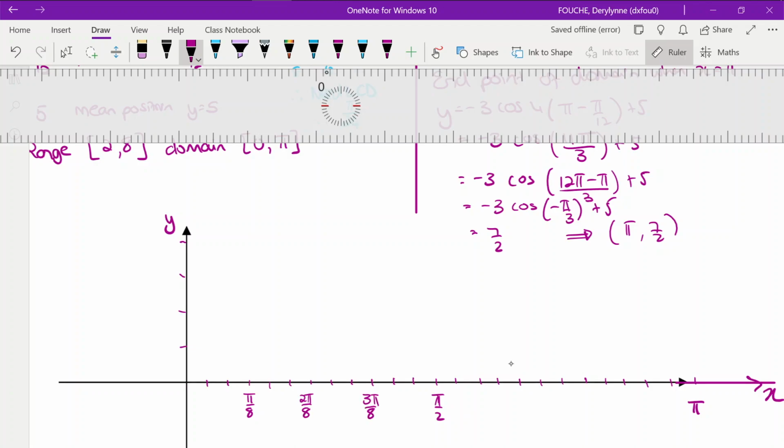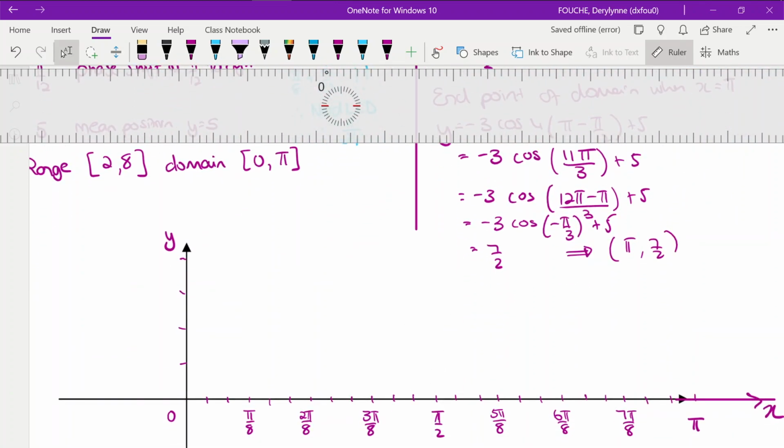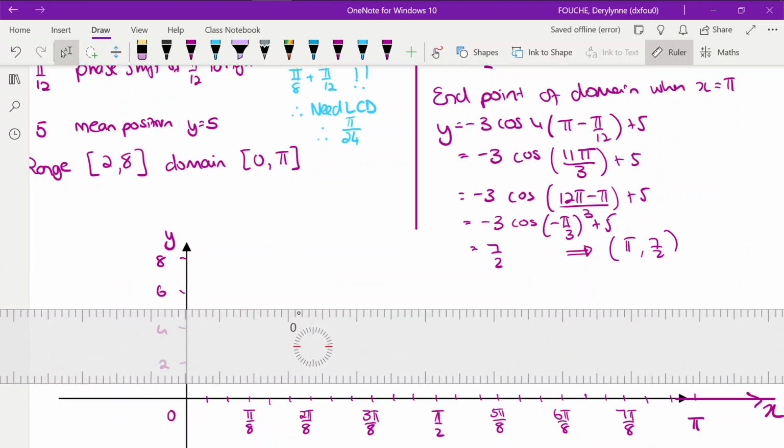And maybe those are sufficient to draw in terms of labels or scaling. Okay, so 4 pi on 8, 5 pi on 8, 6 pi on 8, and 7 pi on 8. That looks quite neat, and that works fine. I'm wanting to go from 2 to 8, so 0, 2, 4, 6, 8, and my mean position's at 5, so I'm going to draw in my mean position.